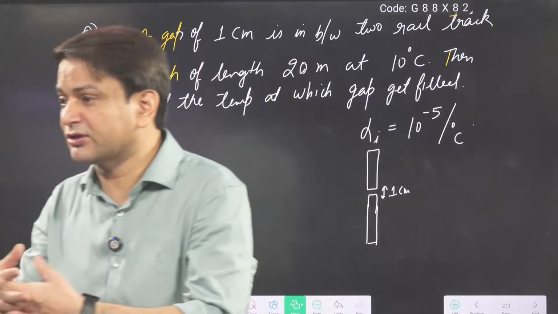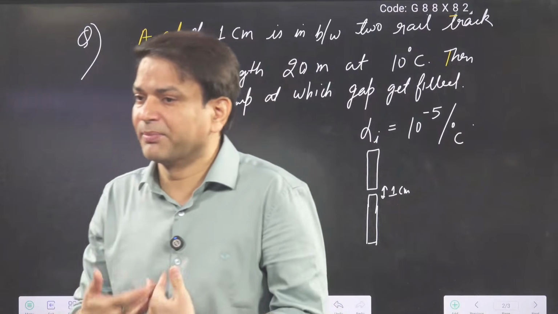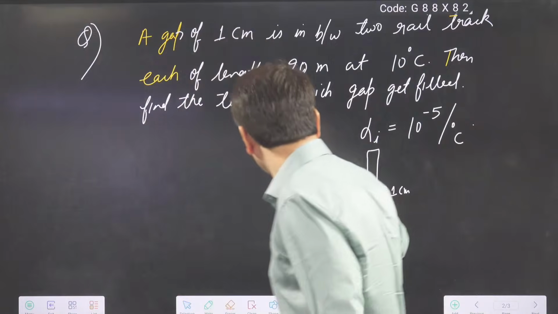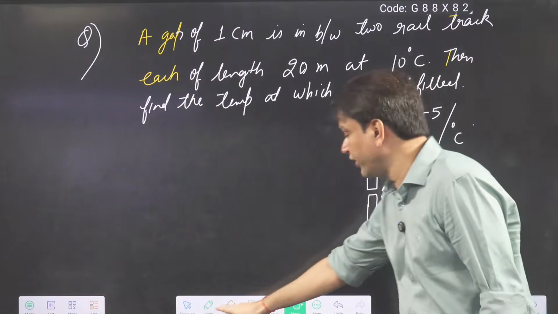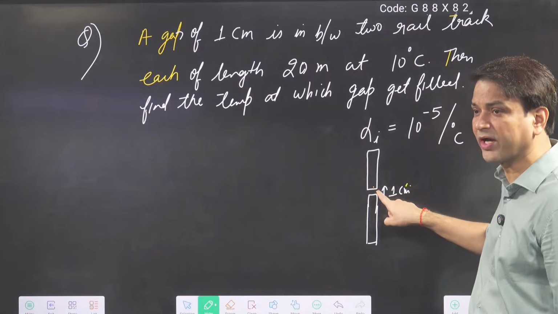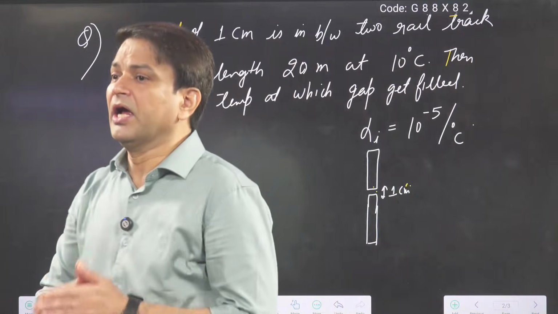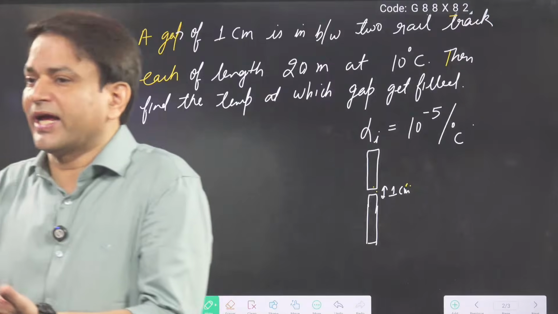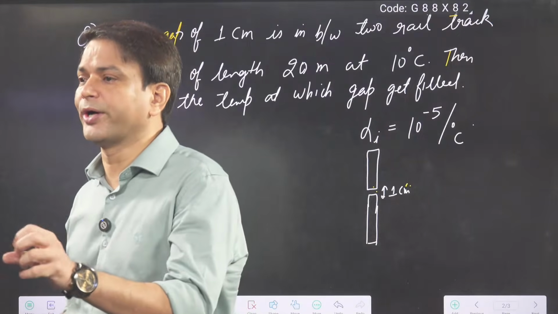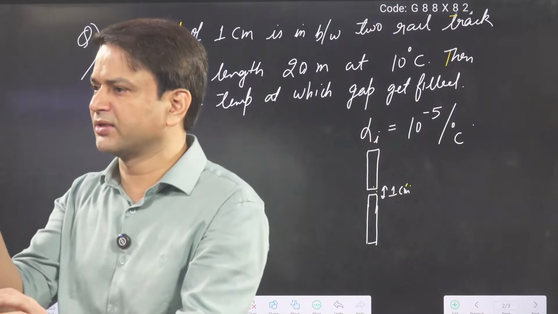So each track has to expand 0.5 centimeter. Okay, somebody will think more. They will say, here the gap is 1 centimeter, then to fill the gap both will expand. So both will expand means it will expand 0.5. It will expand 0.5, then the gap will get filled. So then you will take delta L is equal to 0.5 centimeter. After that L is 20, alpha is the same, delta theta you will find.